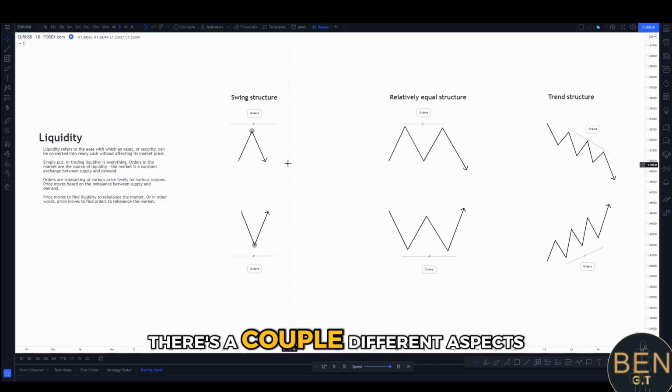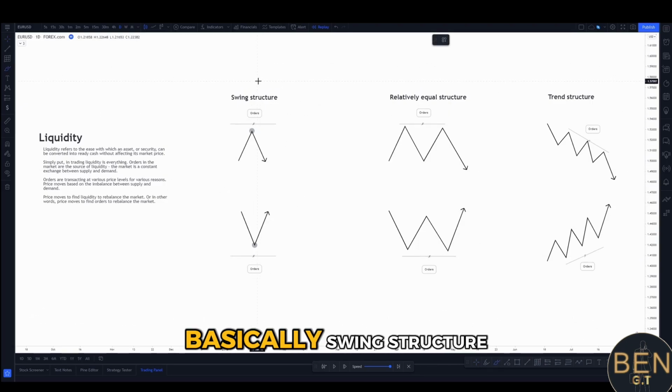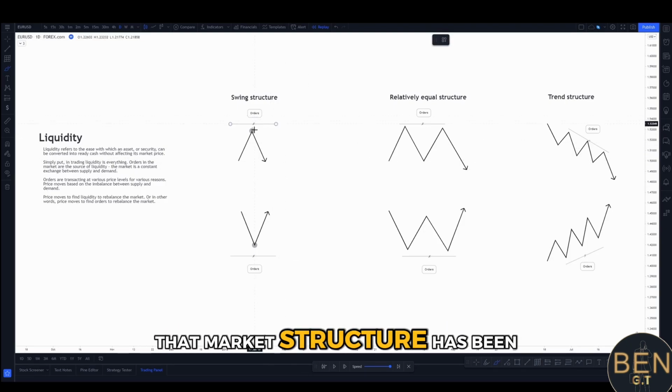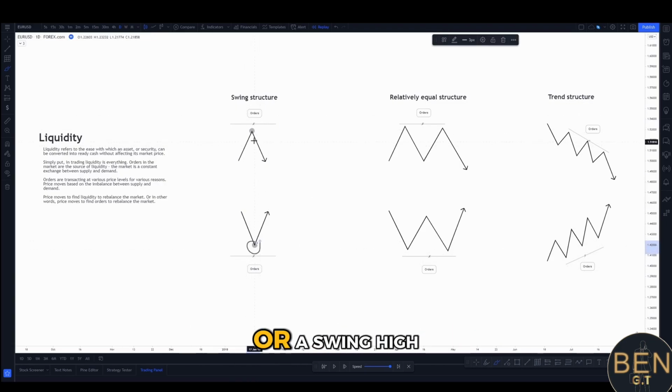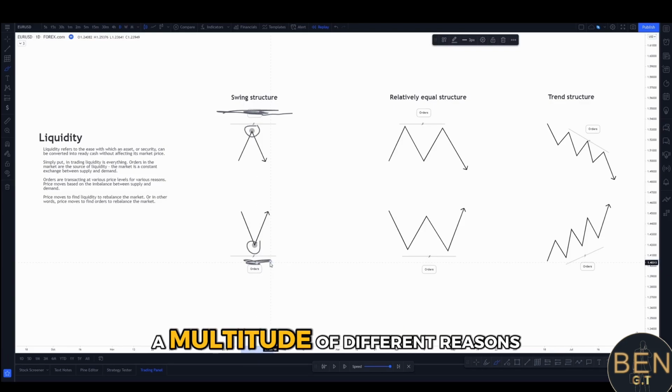With all of that said, there's a couple different aspects of liquidity. It goes much deeper, but these are more so the basic components of liquidity that we'll be focusing a lot of our attention on as we navigate the charts and as we continue to move forward. So if we're looking at, very basically, swing structure or any sort of market structure that's being printed in the markets, what we see is once that market structure has been created, whether it's a swing low or a swing high, more than likely there are going to be orders that rest just above the high or just below the low. And those orders exist for a multitude of different reasons.